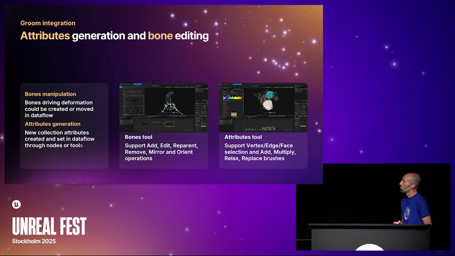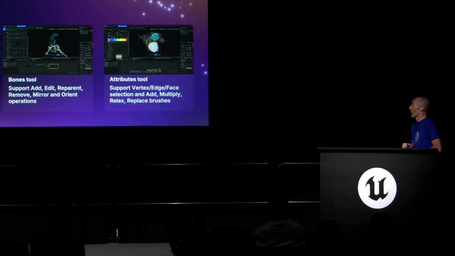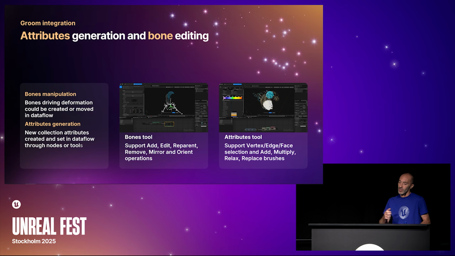So we just added the tool into Dataflow, and now we have a way of modifying the bones directly there. And the attributes tool has been extended by our team to have a lot more features. Now it's really easy to select things, to paint things, and to reuse afterwards the attributes that you set up here in the deformers, for example.